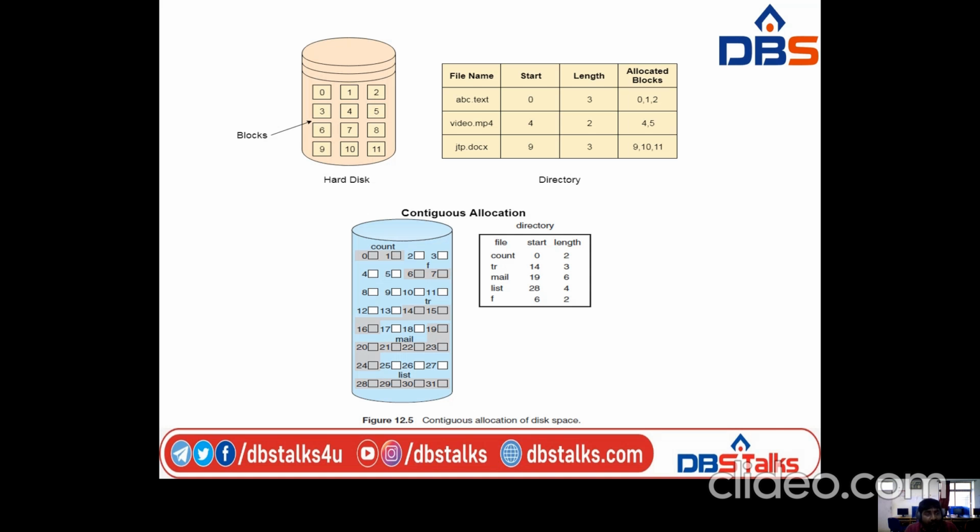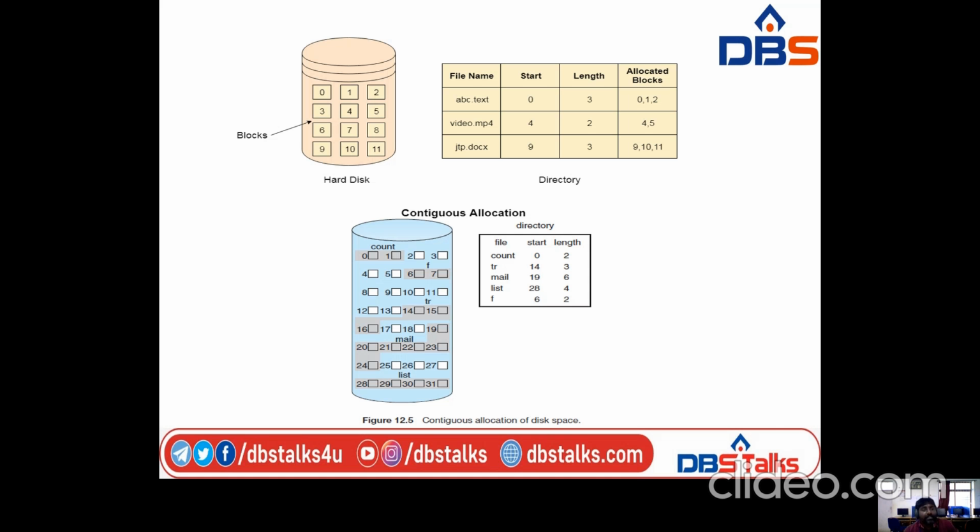Why? Because the length of the file is 3, so continuously it will allocate 3 blocks, that is from 0 to 2. That is 0, 1, 2. What is the length? 3. So here it will allocate continuously 3 blocks, that is 0, 1, 2.